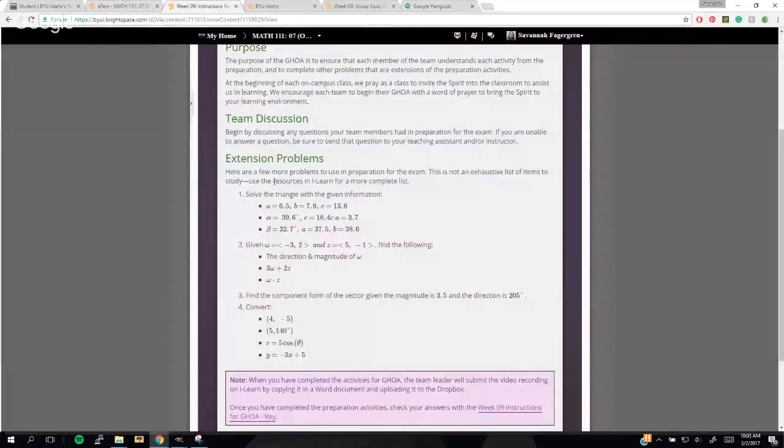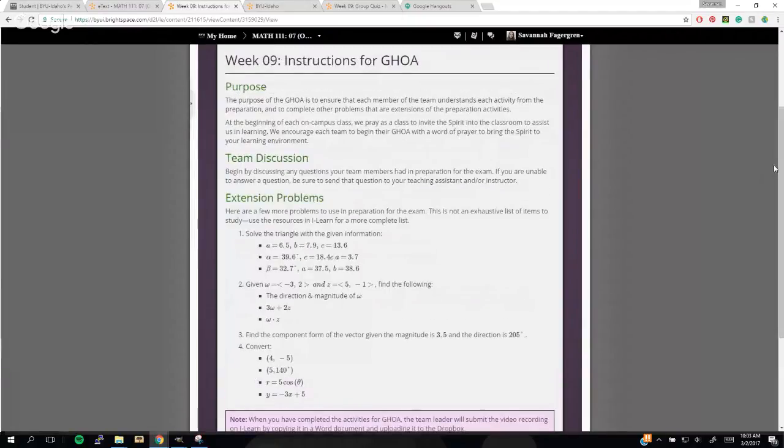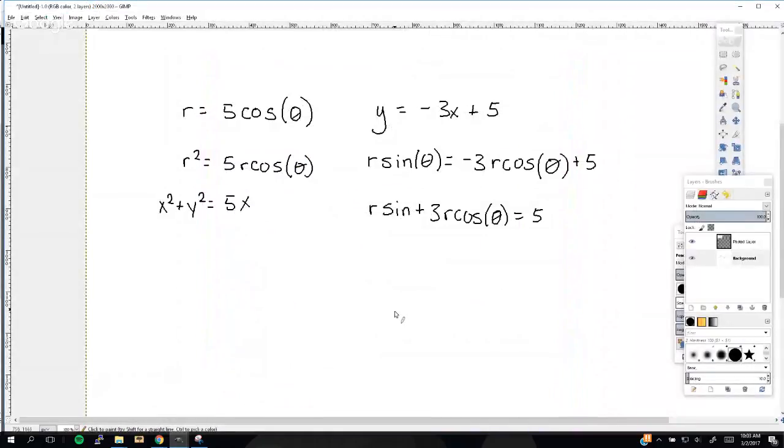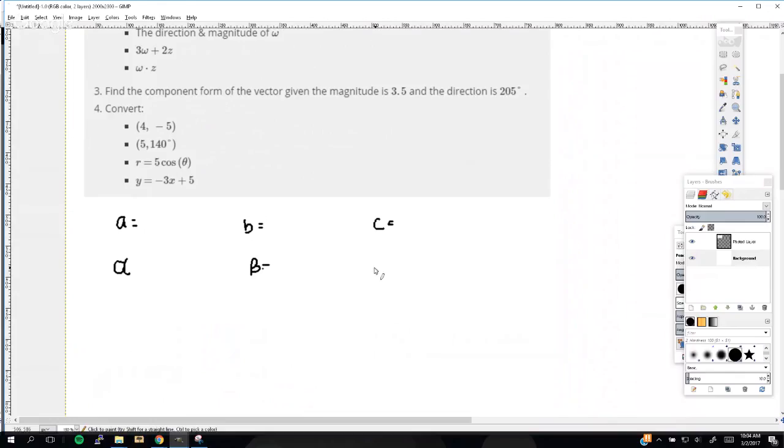Awesome. I'm just pulling everything up. Okay. So the first three problems are just solving for triangles.